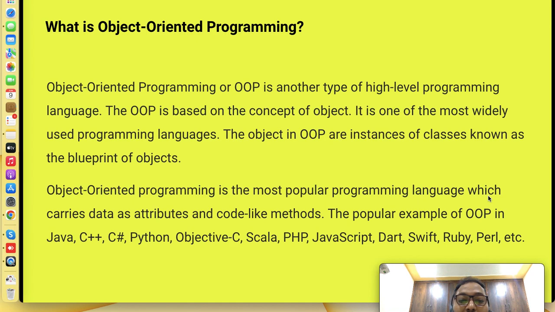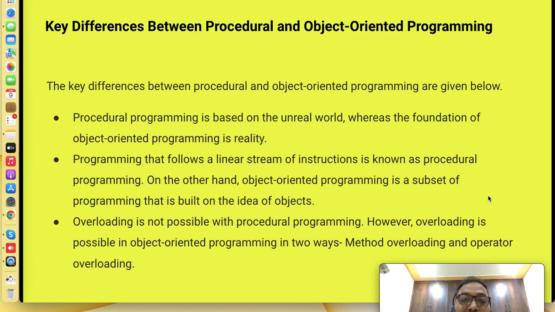What is object-oriented programming? Object-oriented programming, or OOP, is another type of high-level programming language. OOP is based on the concept of objects. It is one of the most widely used programming languages. The objects in OOP are instances of classes, which are known as the blueprints of objects. Object-oriented programming is the most popular programming language, which carries data as attributes and code as methods. Popular examples of OOP are Java, C++, C Sharp, Python, Objective C, Scala, PHP, JavaScript, Dart, Swift, Ruby, Perl, etc.